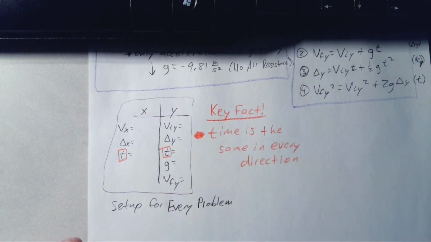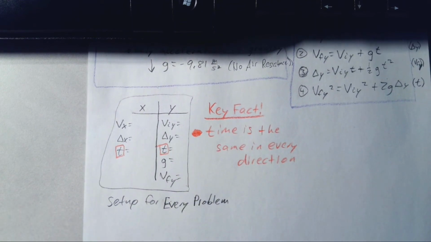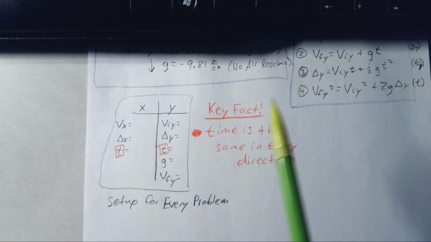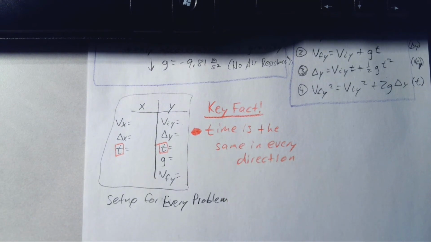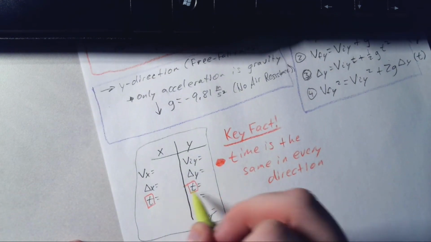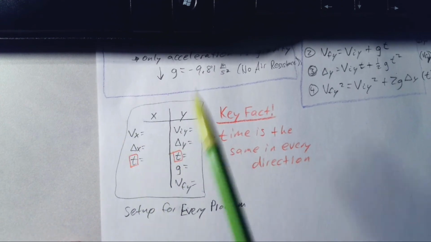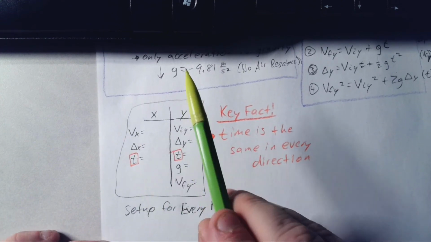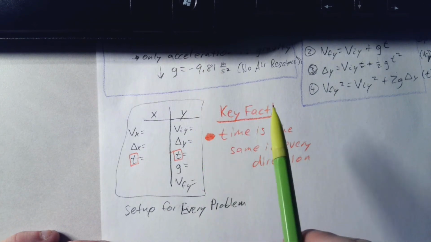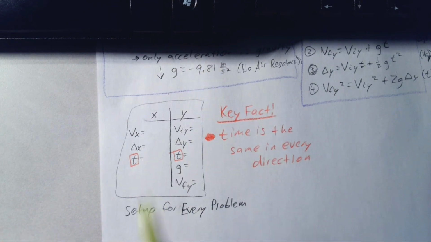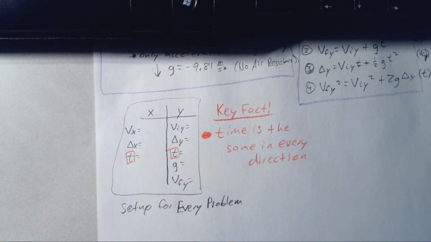So key facts. This is what makes this whole problem, being able to solve something in the y direction and x direction at the same time, is that time is the same in every direction, and that is our key. That is our portal from understanding the x direction, the y direction. Because if something goes up and then goes down, the same amount of time it's in the air is the same amount of time it's moving sideways. So that is really, really crucial there. So this is going to be our setup for every single problem that we do.